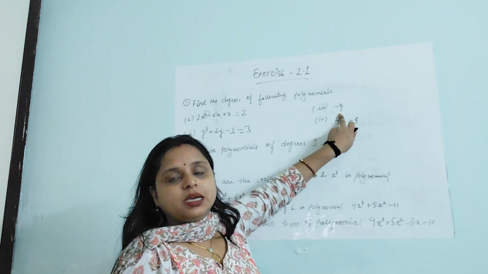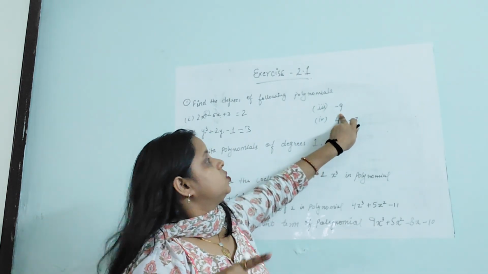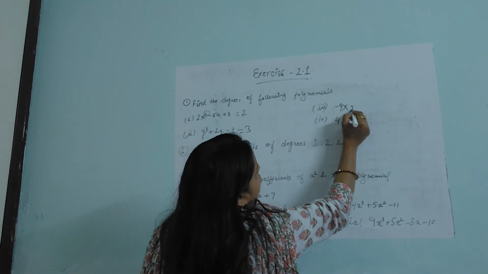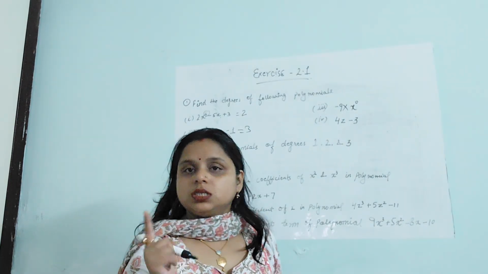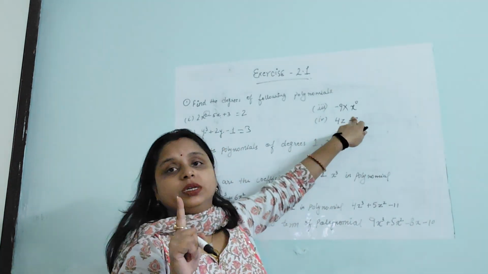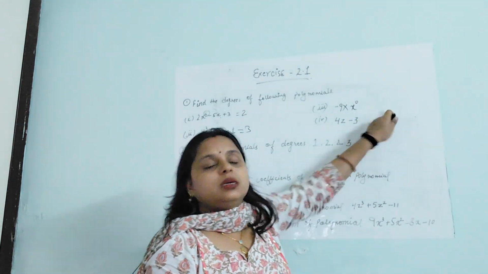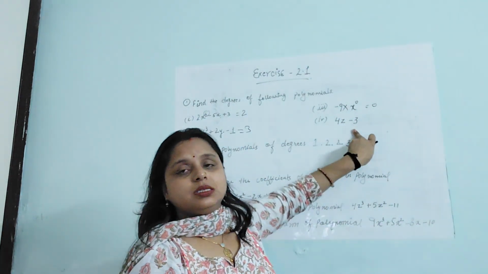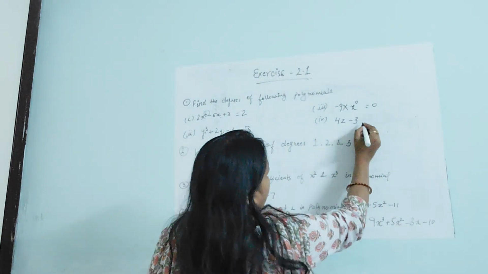Next is minus 9. Now here no variable is given. So can we consider it minus 9 into x to the power 0. X to the power 0 is 1. Then minus 9 into 1 is minus 9. So here the degree is 0. 4z minus 3. Here the variable is z and its degree is 1.